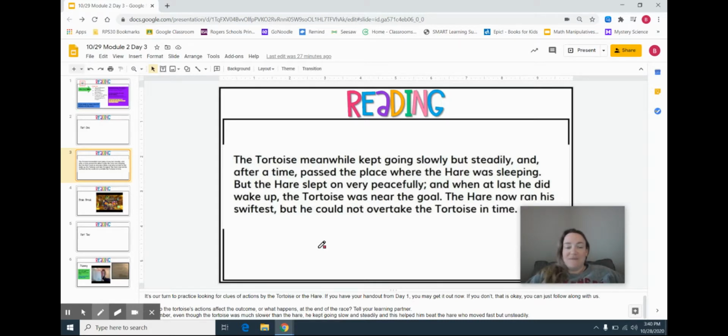Let's read first. The tortoise, meanwhile, kept going slowly but steadily, and after a time passed the place where the hare was sleeping. But the hare slept on very peacefully, and when at last he did wake up, the tortoise was very near the goal. The hare now ran his swiftest, that means his fastest, but he could not overtake the tortoise in time. So, I want you to turn to your learning partner and tell them what was an action that we just read about the tortoise.